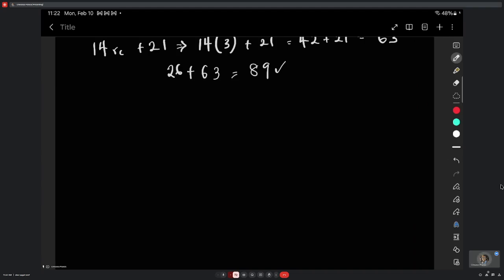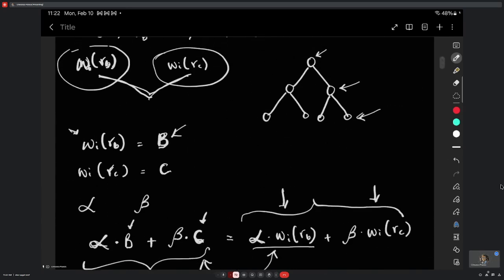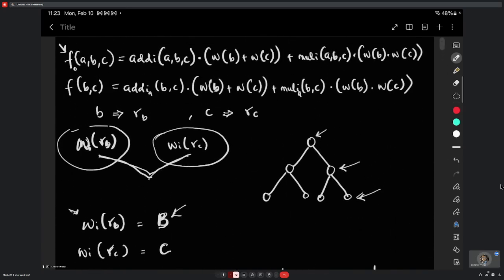Does this question make sense? Okay, so he was asking why do we need to go further to prove WI evaluated at B and WI evaluated at C? Right? Why do we need to go ahead to prove this guy and this guy? Can you see the board? Why don't we just prove everything?